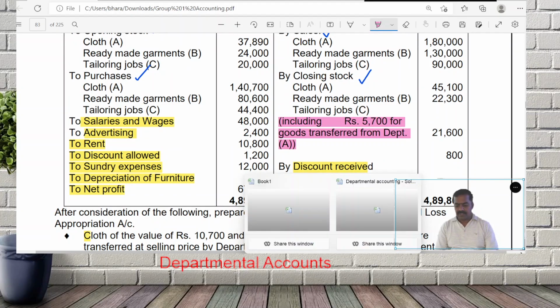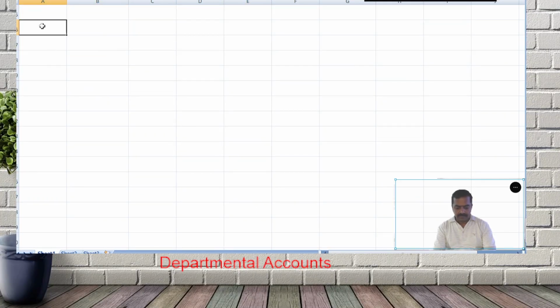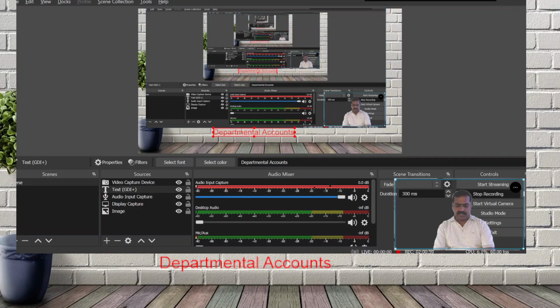Before we start with the departmental trading P&L account, we have to see how to apportion the expenses. Start. Working notes. Number 1, salaries and wages. How much is given in the P&L account? 48,000 for salaries and wages.